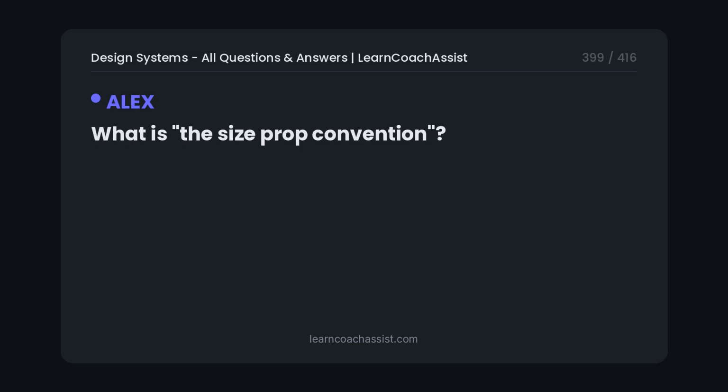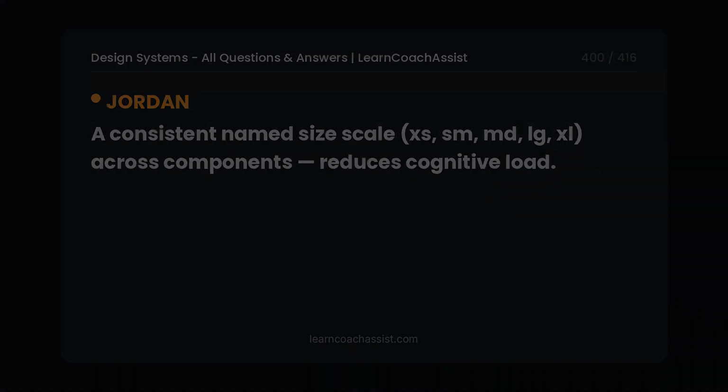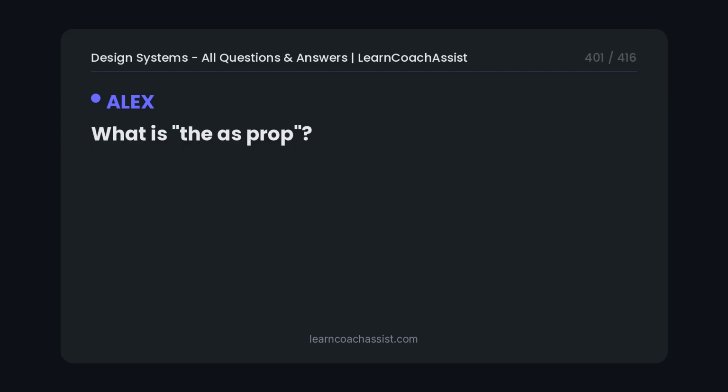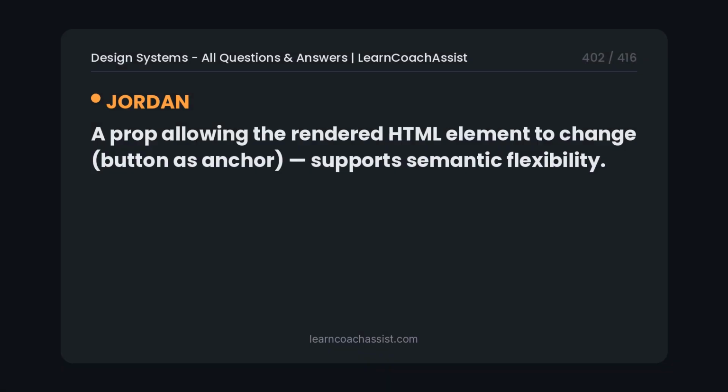What is the size prop convention? A consistent named size scale, XS, SM, MD, LG, XL, across components, reduces cognitive load. What is the as prop? A prop allowing the rendered HTML element to change, button as anchor, supports semantic flexibility.